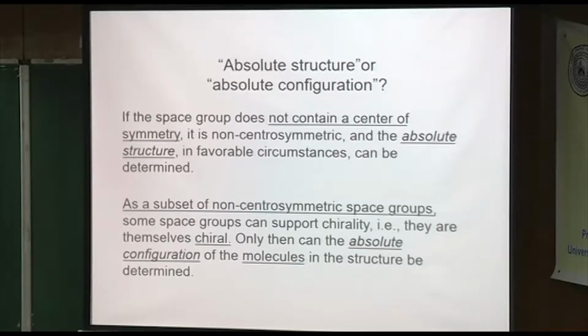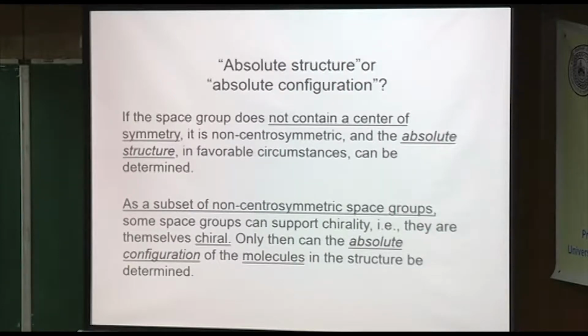Okay, now let's make it clear that you understand the difference between absolute structure and absolute configuration. If you have a chiral space group, you can get absolute configuration. I think that's logical. But what about non-centrosymmetric space groups? They do not give you, in general, necessarily anyway, an absolute configuration. They give you an absolute structure.